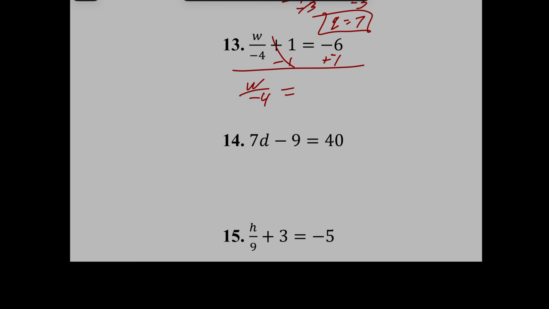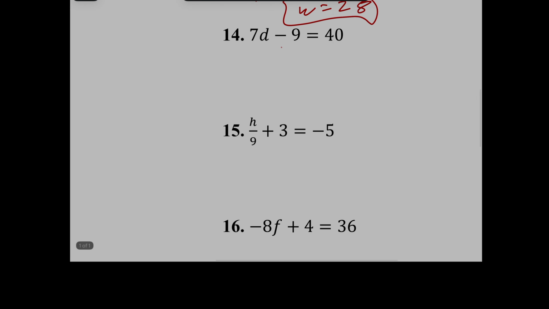And that's going to be add a line, change the sign, a -7. I'm going to multiply each side by a -4. Boom, boom, boom, boom. That's an ugly 4. There we go. W equals a positive 28. Boom, boom, boom, boom. Okay, number 14, I'm going to add 9.